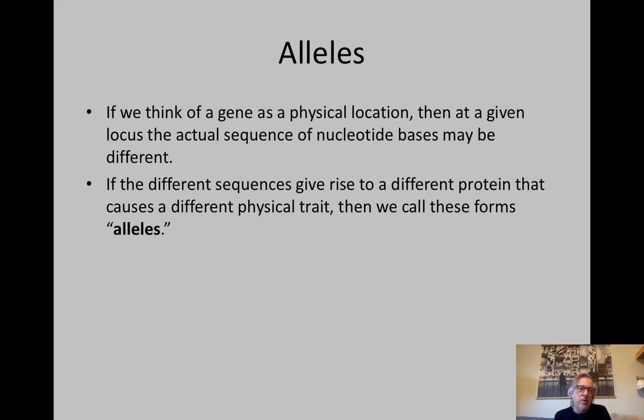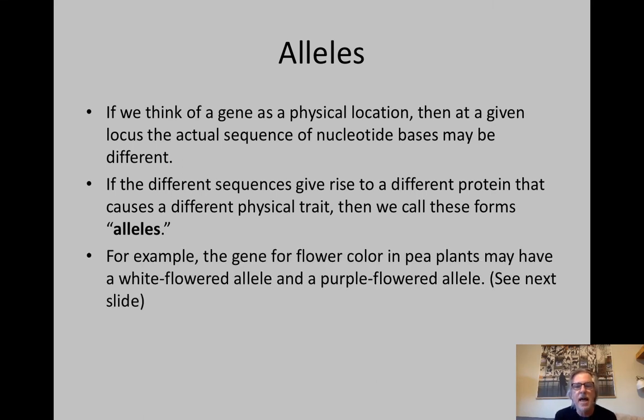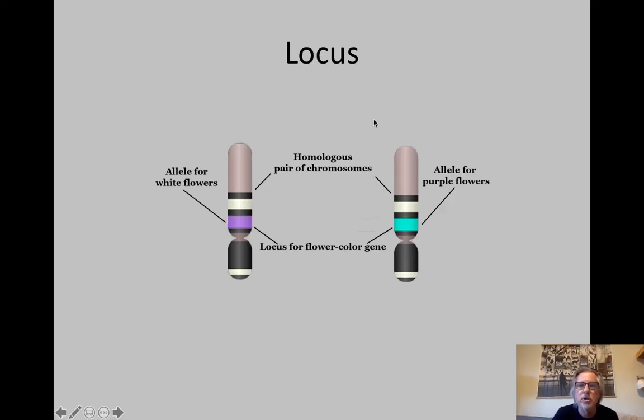If the different sequence of nucleotides gives rise to a different protein that causes a different physical trait, then we call these forms alleles. For example, the gene for flower color in Mendel's pea plants may have a white flowered allele or a purple flowered allele. And here's an example of what we're talking about. So here is a pair of homologous chromosomes. Here is the locus for the flower color gene in peas, and on one chromosome in this individual is the allele for white flowers, and on the other is the allele for purple flowers.